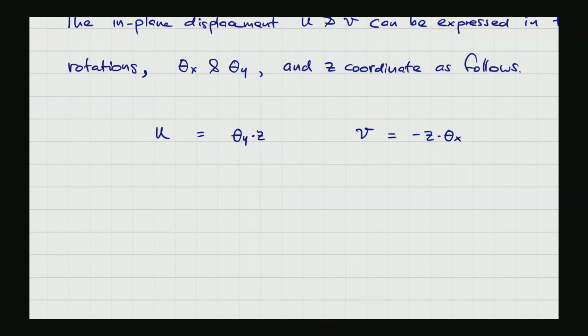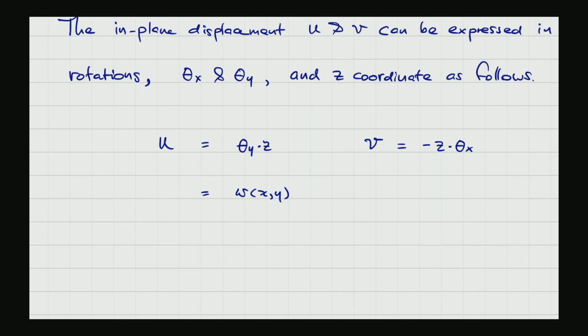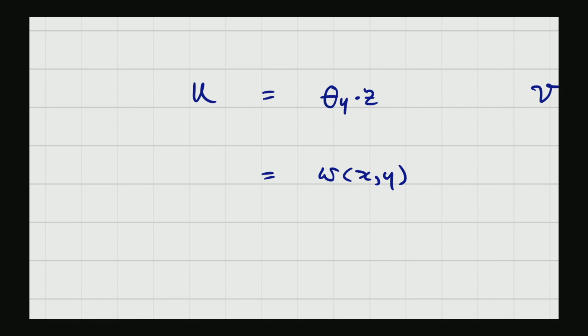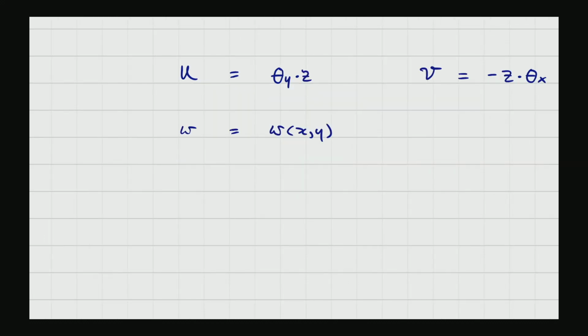Next, W. W is given by W, which is a function of x and y. That means it will be coming from the interpolation somehow, somewhere. Okay, so it is interpolated this way.